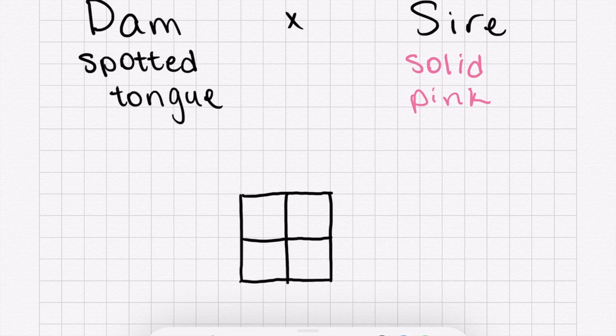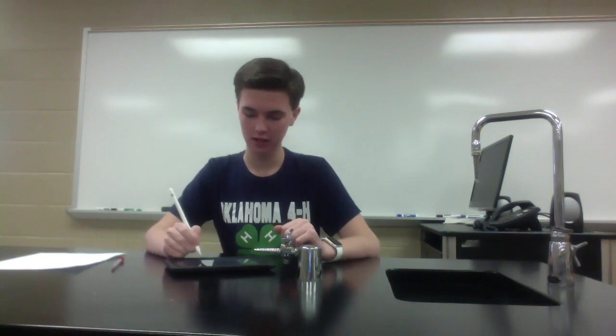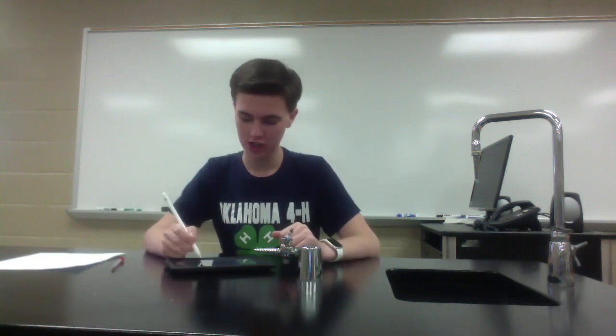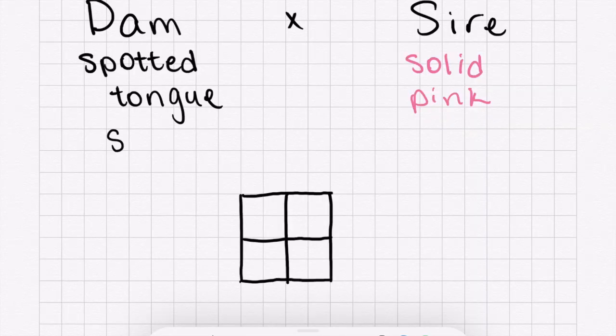And we have a dam and a sire, as always. In this example, let's say that the dam has a spotted tongue. And let's say that the sire has a solid colored pink tongue. All right, so with this example, let's say that the spotted tongue has gene S. So it has gene S. And let's say that the spotted is recessive to the solid color.